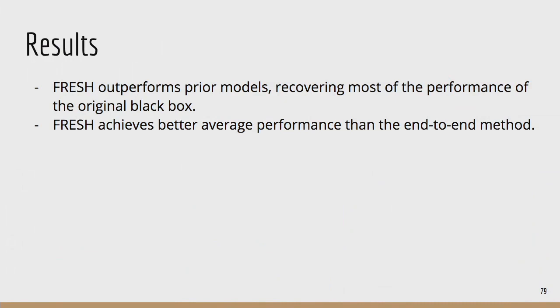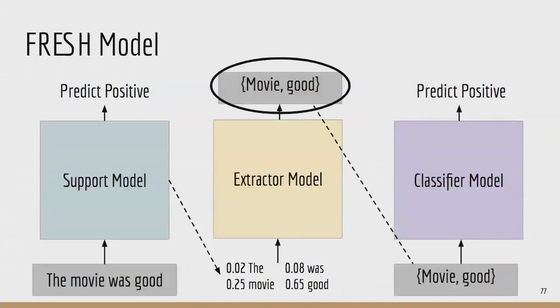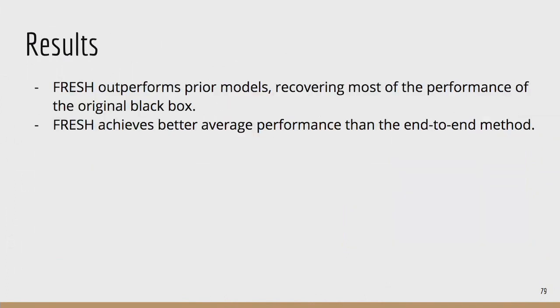So the results of these experiments are pretty promising in the sense that we find that our pipeline architecture, which is much simpler to train, more general and less prone to variance, outperforms prior models and also recovers most of the performance of the original black box, which here is the support model. And we do this only seeing about 10 to 30% of the original text. Additionally, we achieve better average performance than the end-to-end method while being simpler to train.